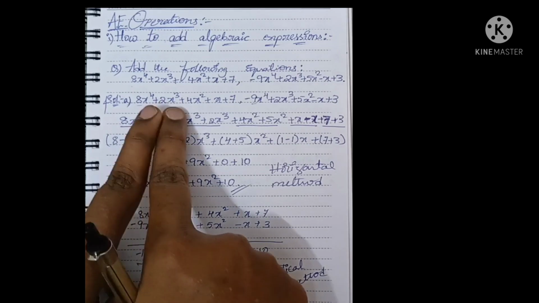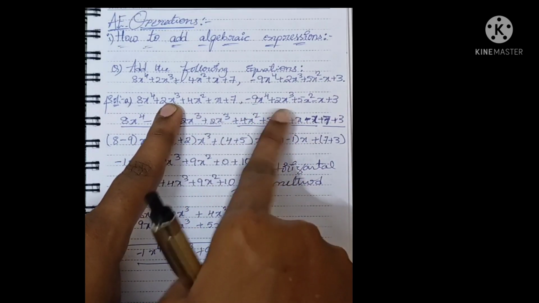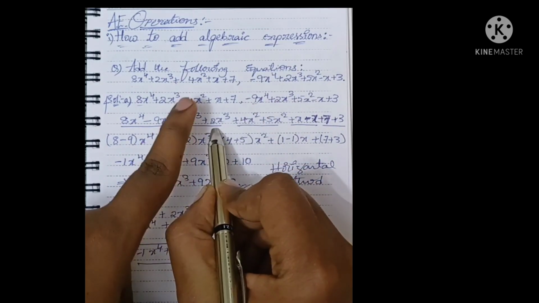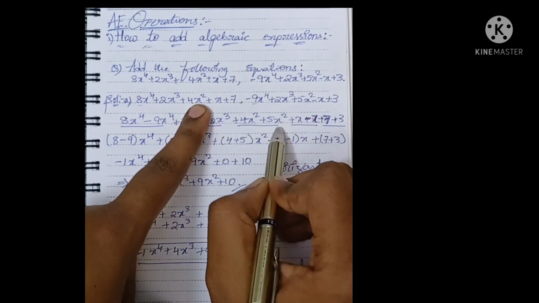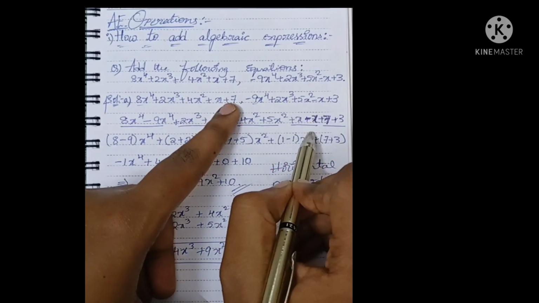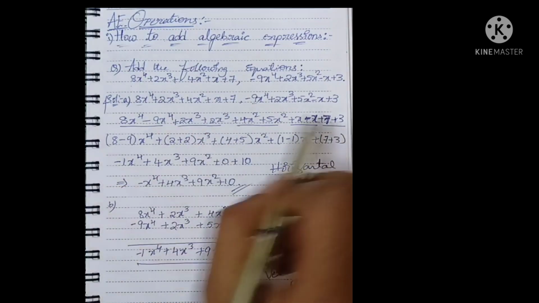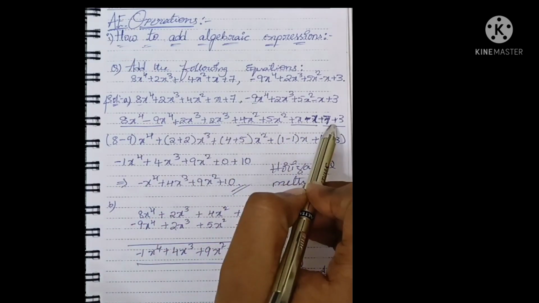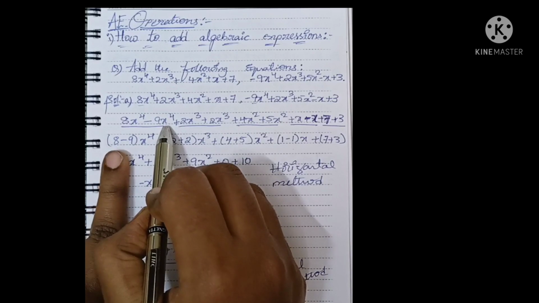Then 2x^3 and 2x^3 together we are going to write down. Next x^2 terms: 4x^2 and 5x^2. Next the x terms: x and -x. Then 7 and 3 are the constant terms. Here I have underlined the like terms to understand easily. These two are one term.